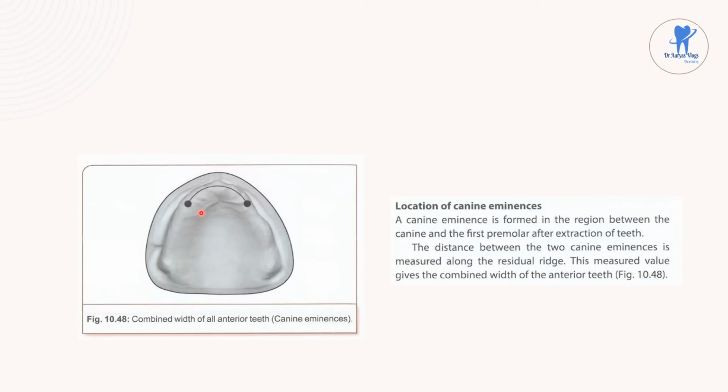This is the location of canine eminences. Canine eminence is formed in the region between the canine and first premolar after extraction of teeth. The distance between two canine eminences is measured along the residual ridge, and the measured value gives the combined width of the anterior teeth. That is canine eminences. Okay.